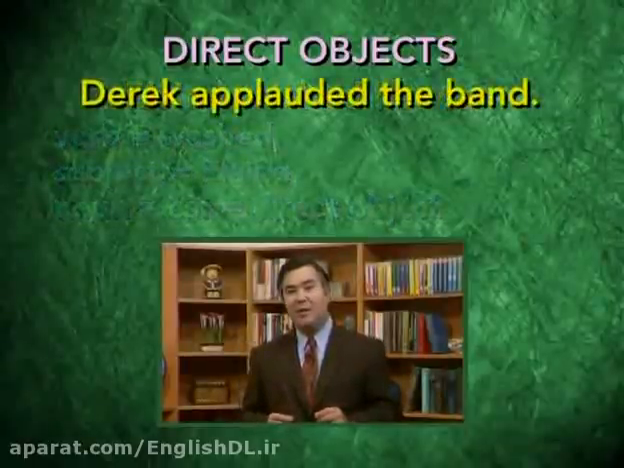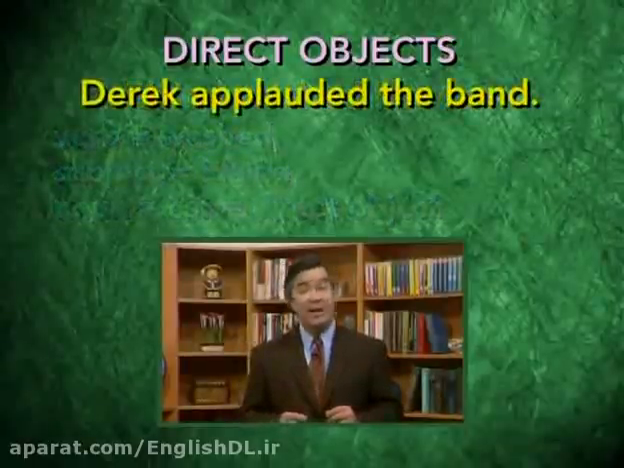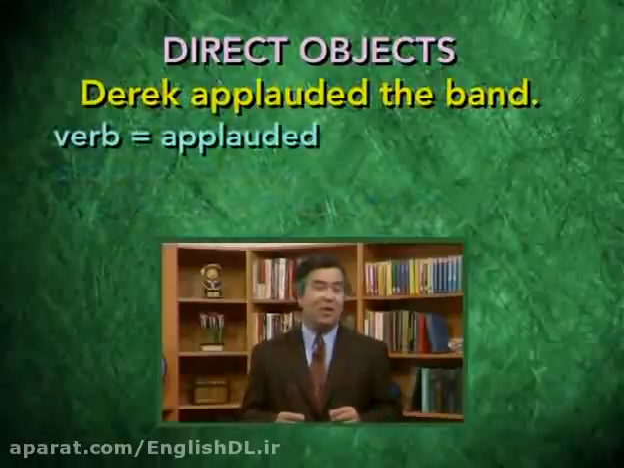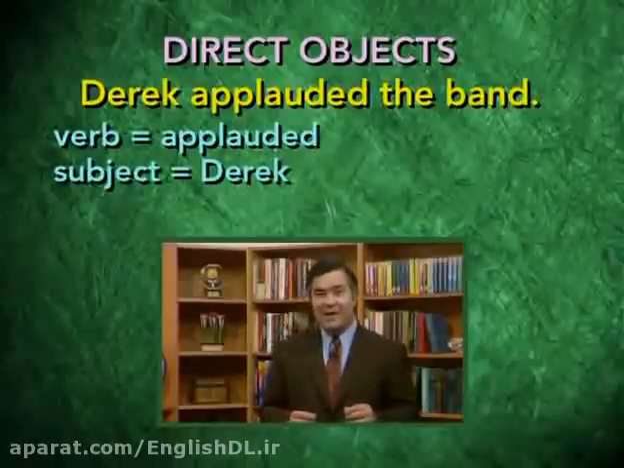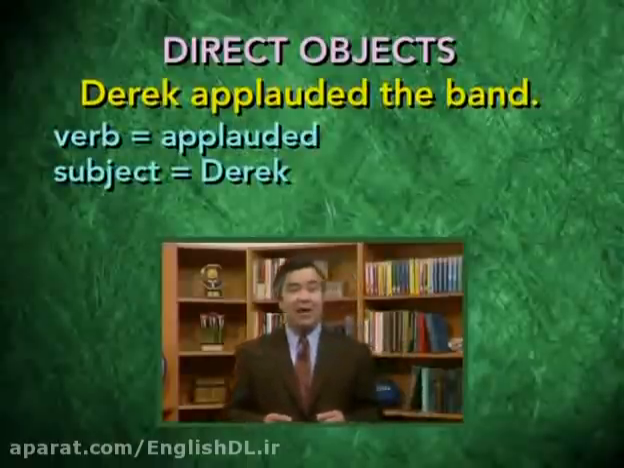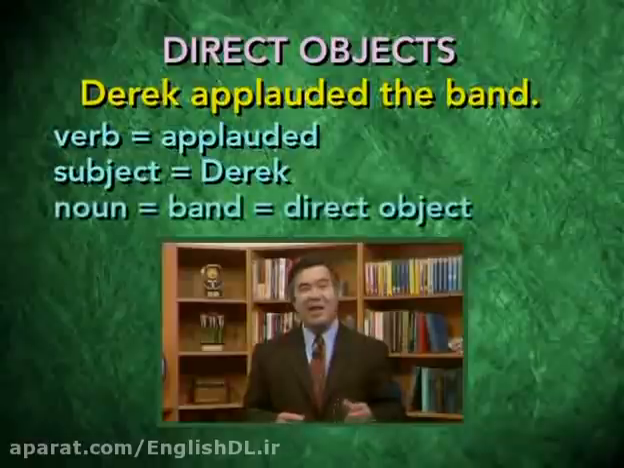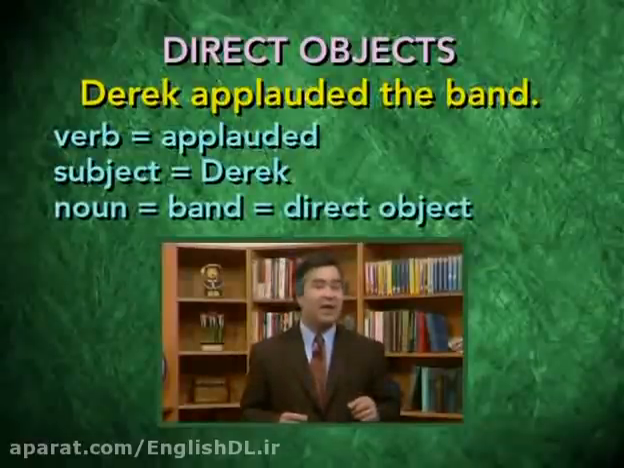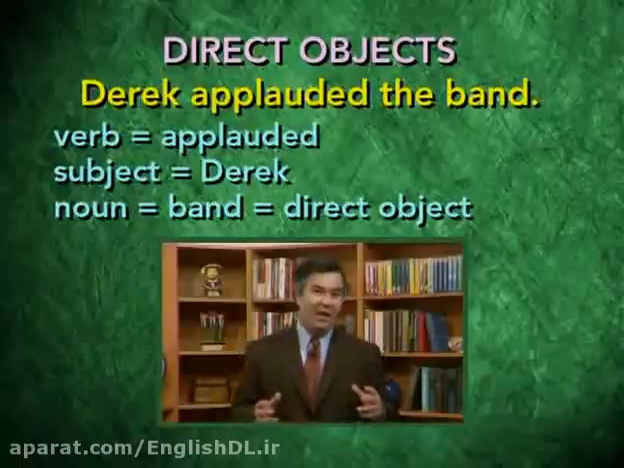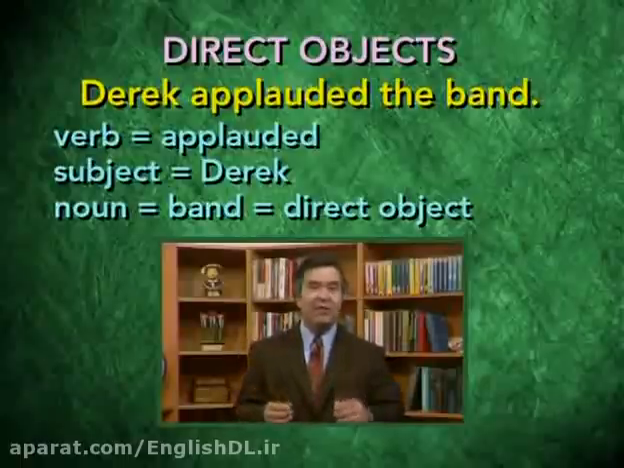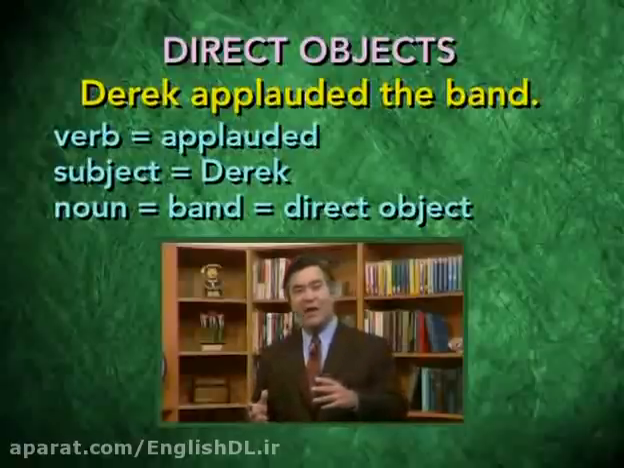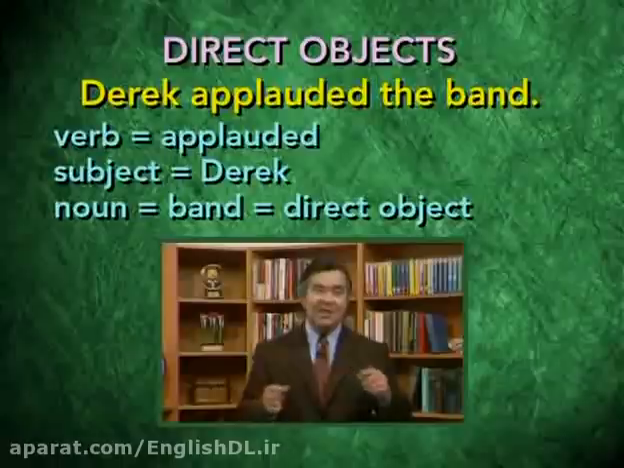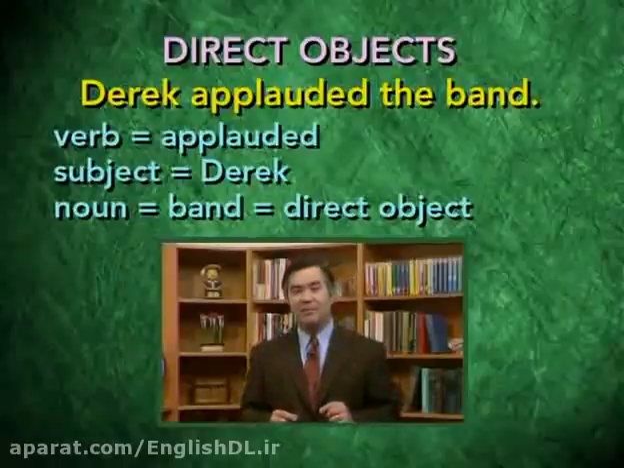One more example. Derek applauded the band. What's the verb here? Applauded. The subject of the verb? Derek. And who or what did Derek applaud? Well, Derek applauded the band. So band, that noun, is the direct object of the transitive verb applauded. The article the is thrown in to give a little more information, to modify the band, to tell us which band. But the word band, that noun, is the direct object of the verb applauded.